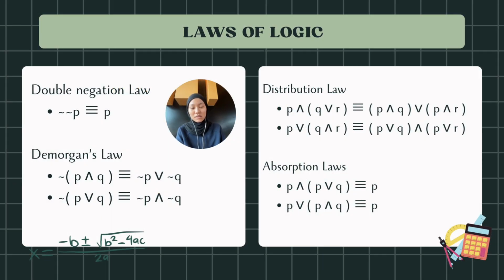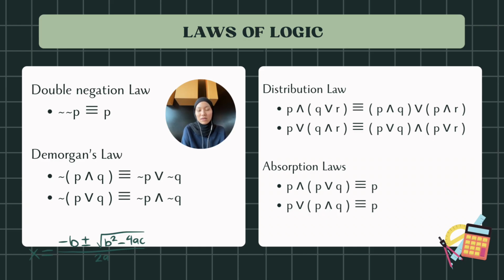The other basic laws are the double negation law, where not not P is logically equivalent to P. Then, De Morgan's laws, where not (P and Q) is logically equivalent to not P or not Q, and not (P or Q) is logically equivalent to not P and not Q. Another law is the distributive law, where P and (Q or R) is logically equivalent to (P and Q) or (P and R).